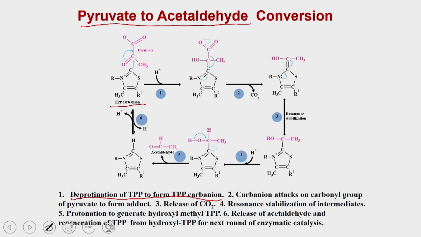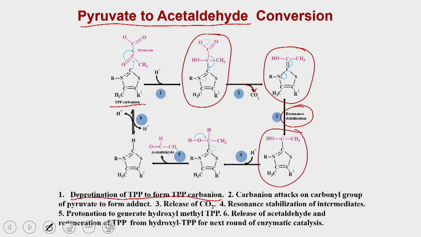It attacks the pyruvate molecule, and that is how you are going to have the complex. Once this complex is formed, one molecule of carbon dioxide is removed, and that is how you are going to have the intermediate. This intermediate is then stabilized by resonance to generate this intermediate, and ultimately in step 4, from this intermediate you are going to have the protonation to generate the methyl derivative of the TPP, and at the end the acetaldehyde is generated.